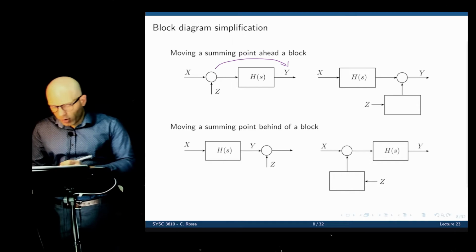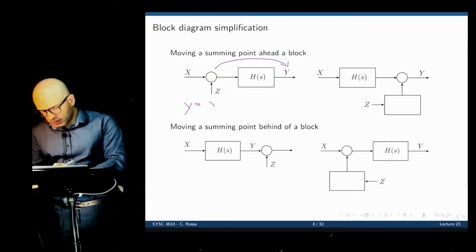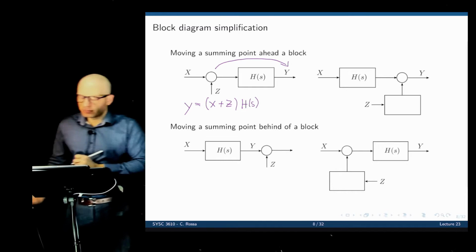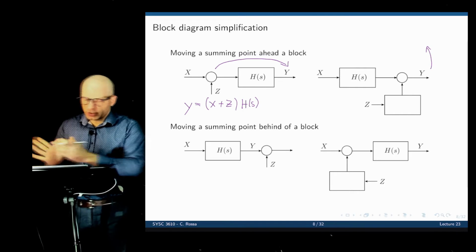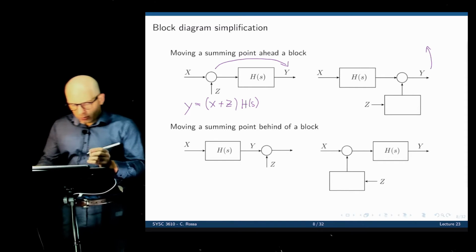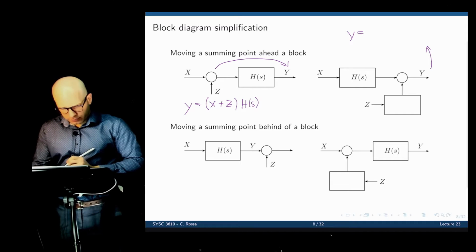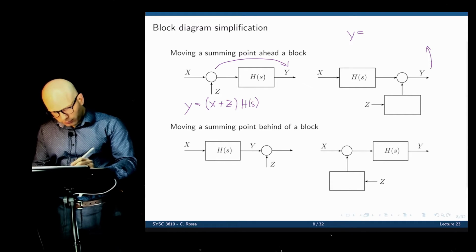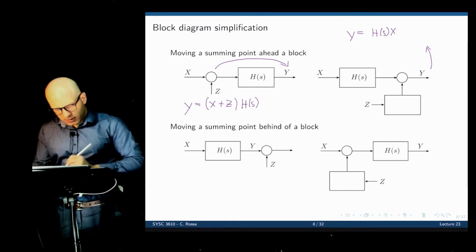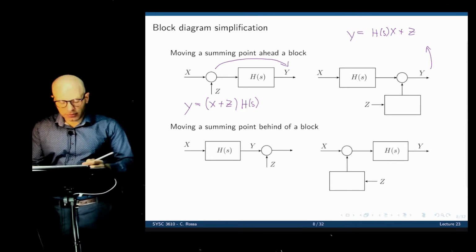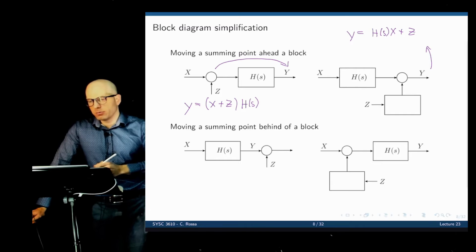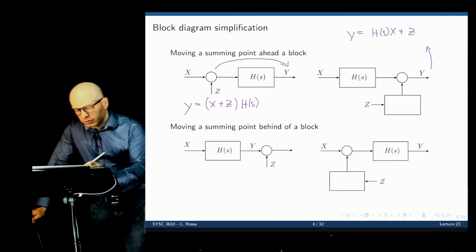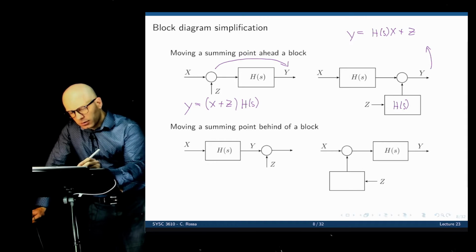Well, let's look at the signal y. What is y? y is x plus z times h. And what is the signal in this new configuration here, where the sum goes to the other side? We have y equals h of s times x plus z times something, whatever goes in that box. What needs to go in that box to make the signal the same as in the previous case? H of s. H of s, very good. So we need to add h of s here.